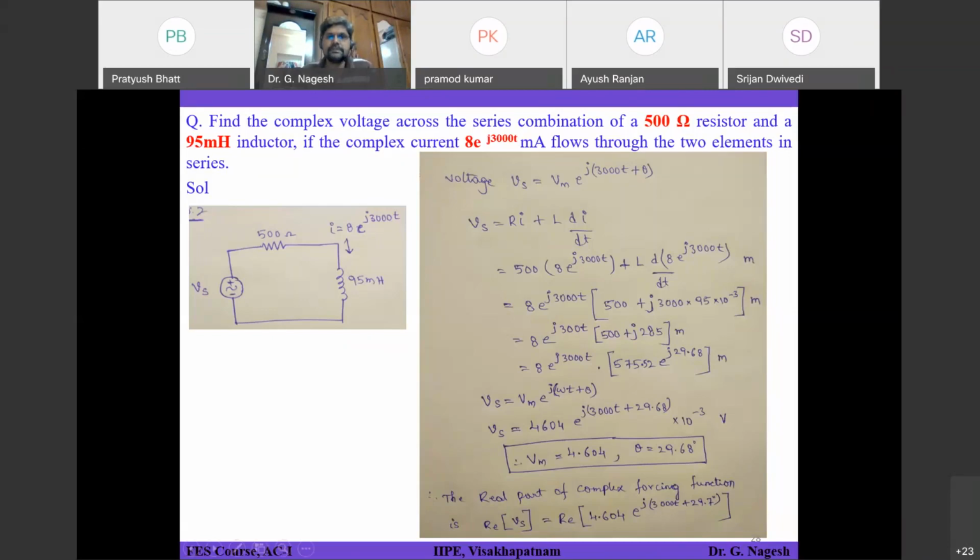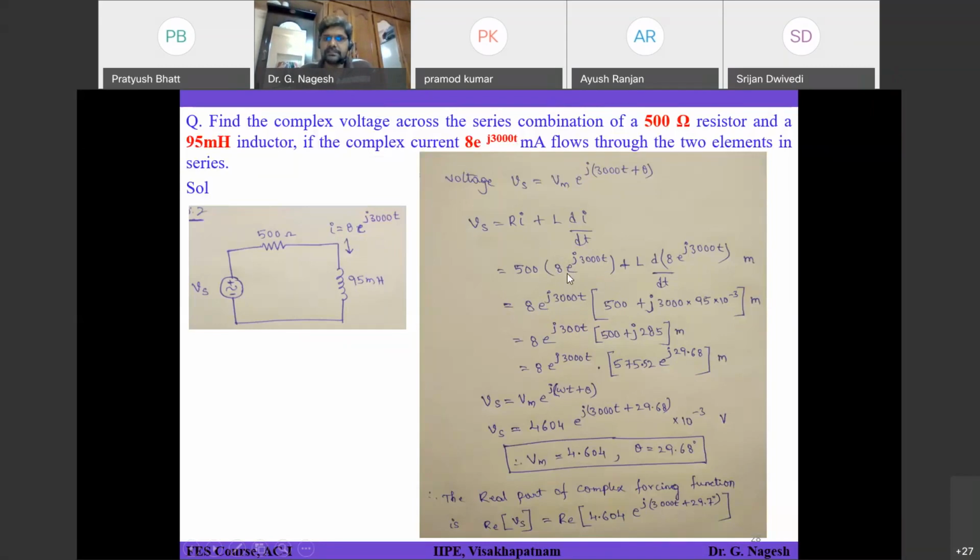So if you see here, I have applied KVL: Vs equals R into I plus L into di by dt. The current is already given in complex format, that is, an exponential complex number. So we are simply substituting the current in the above expression. This is called the exponential format of a complex number. You can convert it into rectangular form and polar form also. Let's see that. I have placed the current and simply differentiated the equation.